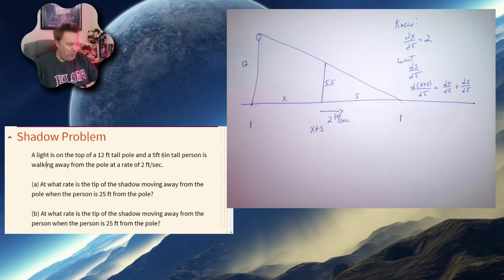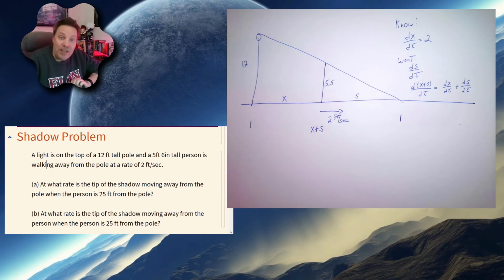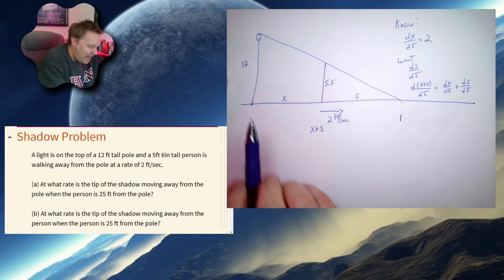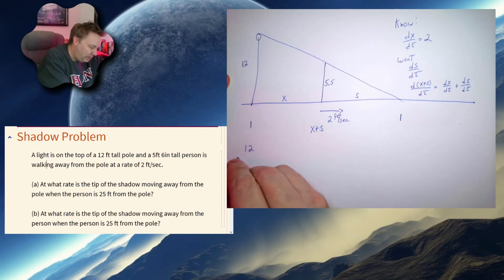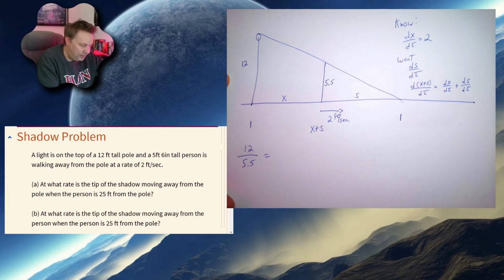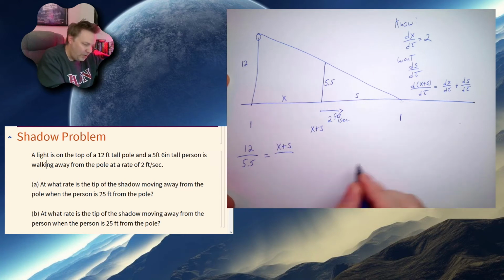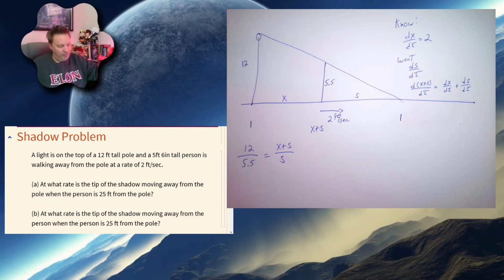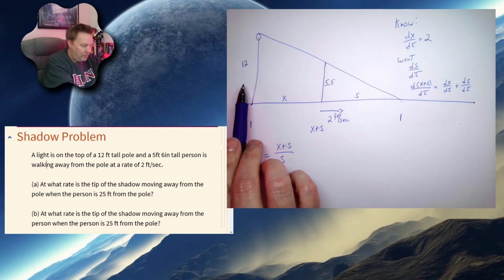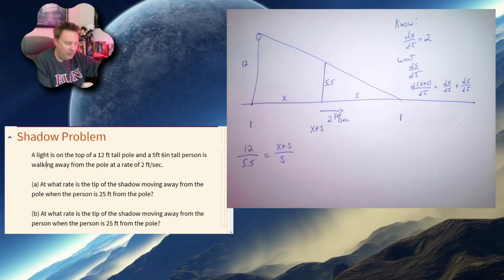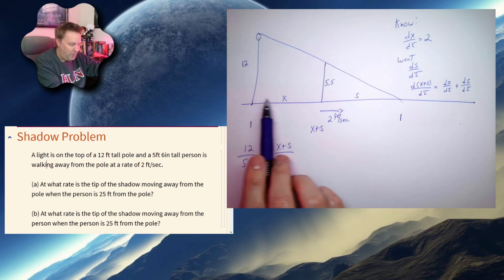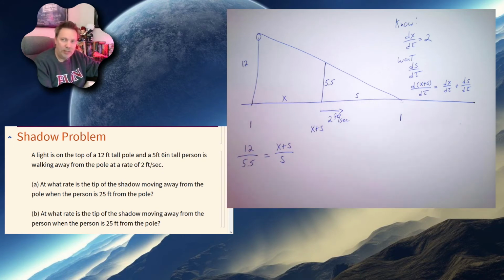So what's my big relationship here? Well, I mentioned similar triangles. So how do we do similar triangles? Well, we can look at 12 over 5.5 is equal to x plus s, all over s. Big over the little is equal to the big over the little.